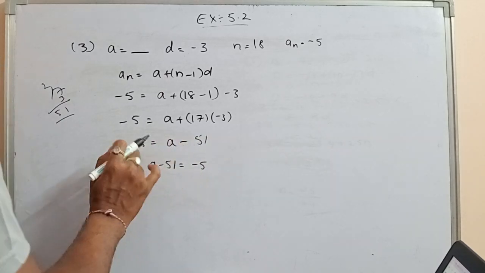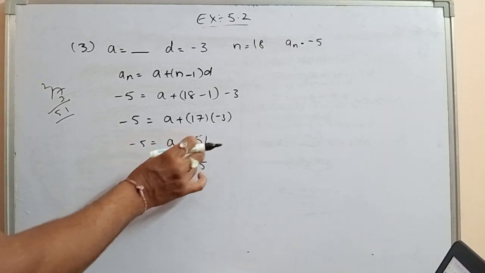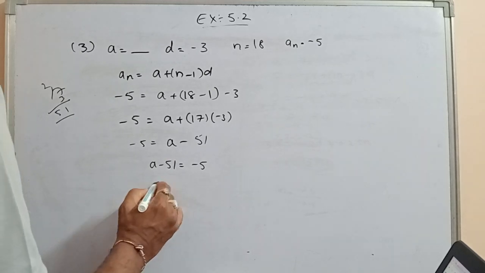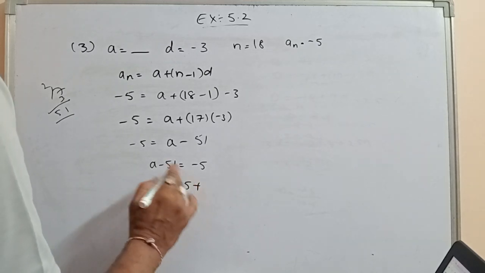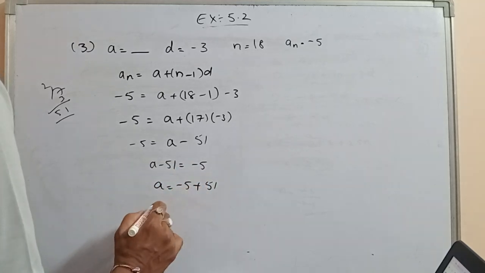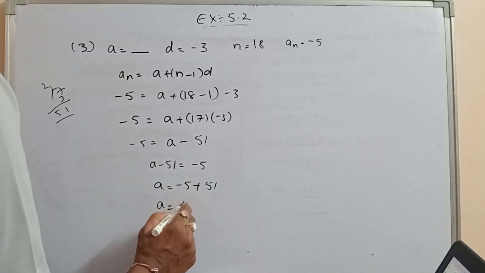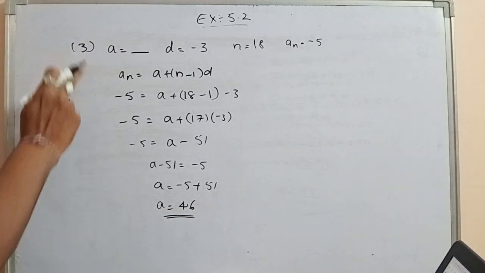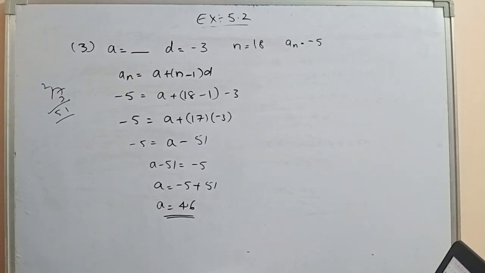Can I write? I am writing this term on this side and this term on that side, LHS to RHS and RHS to LHS. I am just interchanging it. So the value of a is equal to minus 5 plus, when it comes to the other side, minus 51 will become plus 51. So the value of a will be 46. So the third one we have completed. Let's move on to the fourth one.